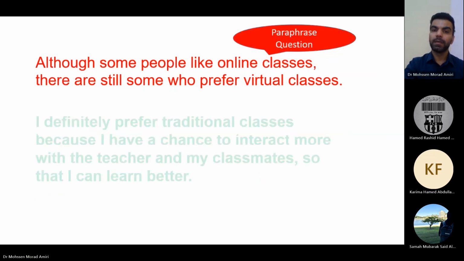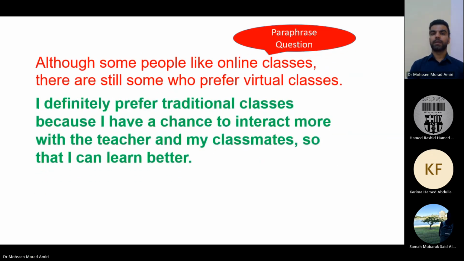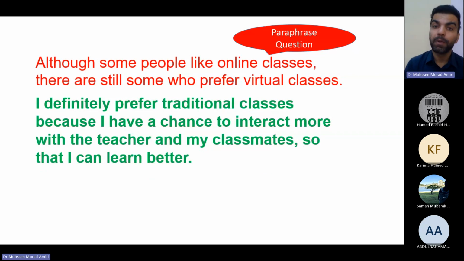Then after all this, what are you going to do? You write the conclusion. Although some people like online classes, there are some who still prefer traditional classes. You need to give your opinion. So in the conclusion, you don't do anything. You just write something simple like this, but you need to give your opinion. I will show you about the conclusion later on because I don't want to give all the information, I just wanted to show you one sample.